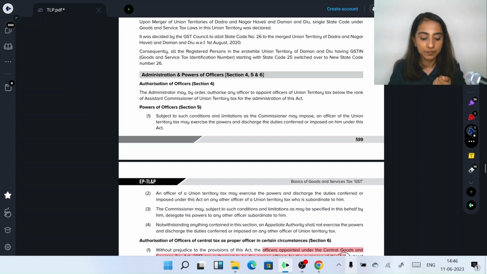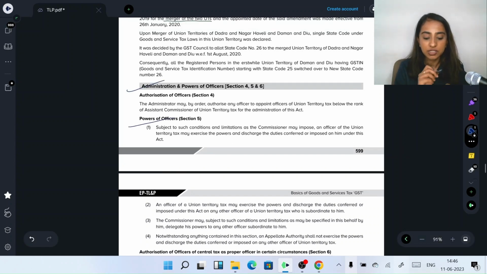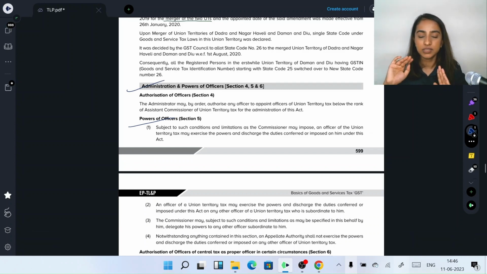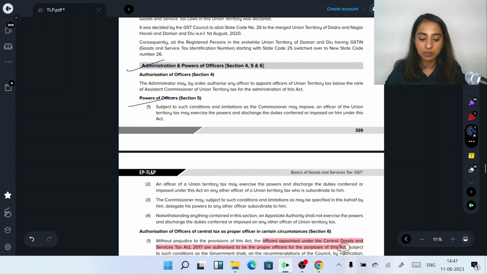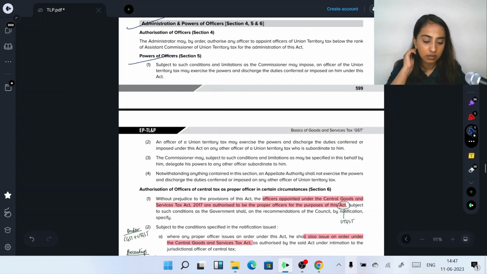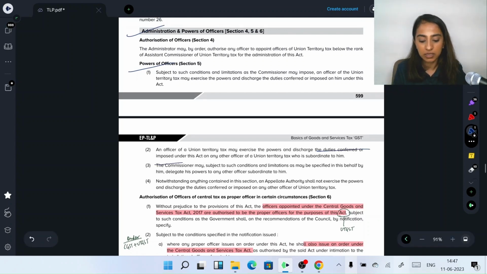Okay? Now, administration and powers of officers. Here we're talking of all union territory UTGST powers, and all sections are related to UTGST only. Like I said earlier, whatever is applicable to UTGST is the same for state goods and services tax, same for IGST, same for CGST also. So if you know something here, it means the same will apply for all other acts as well. Now, can we say that what is the power of the officer? He can exercise any power that has been given to him.